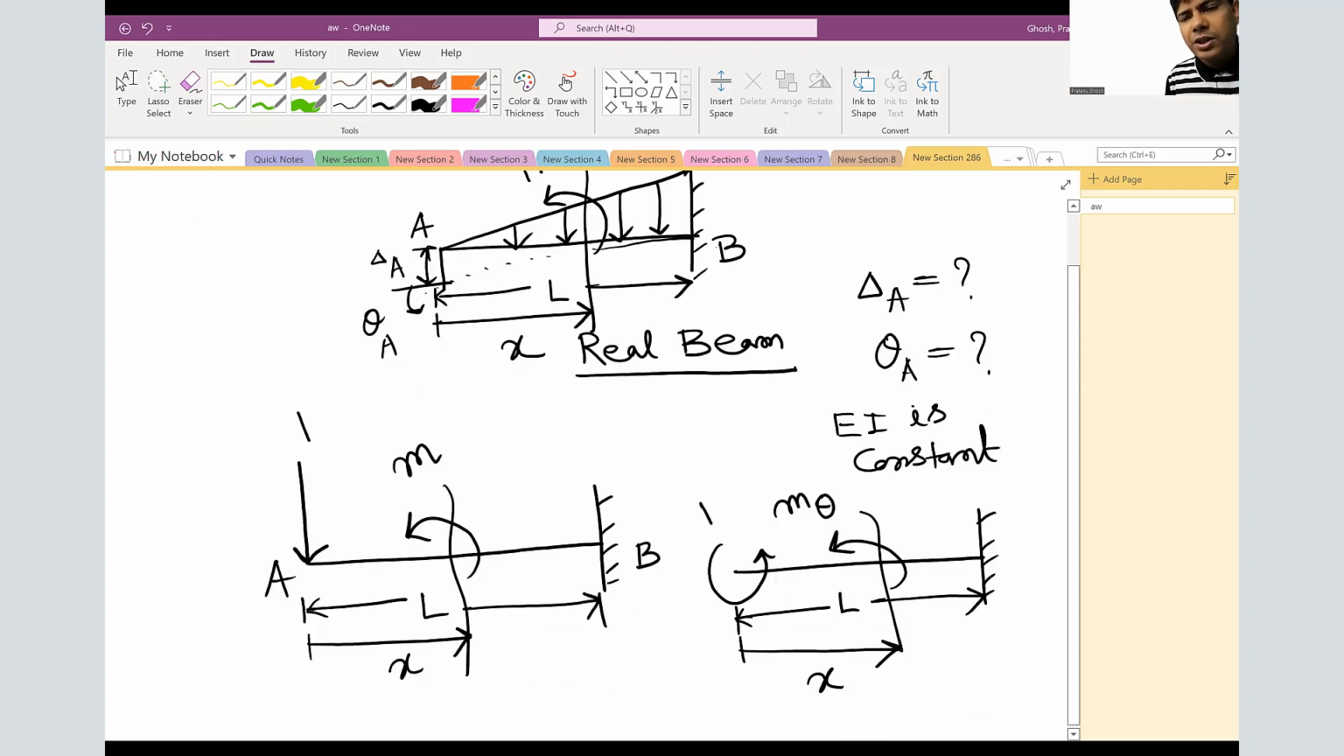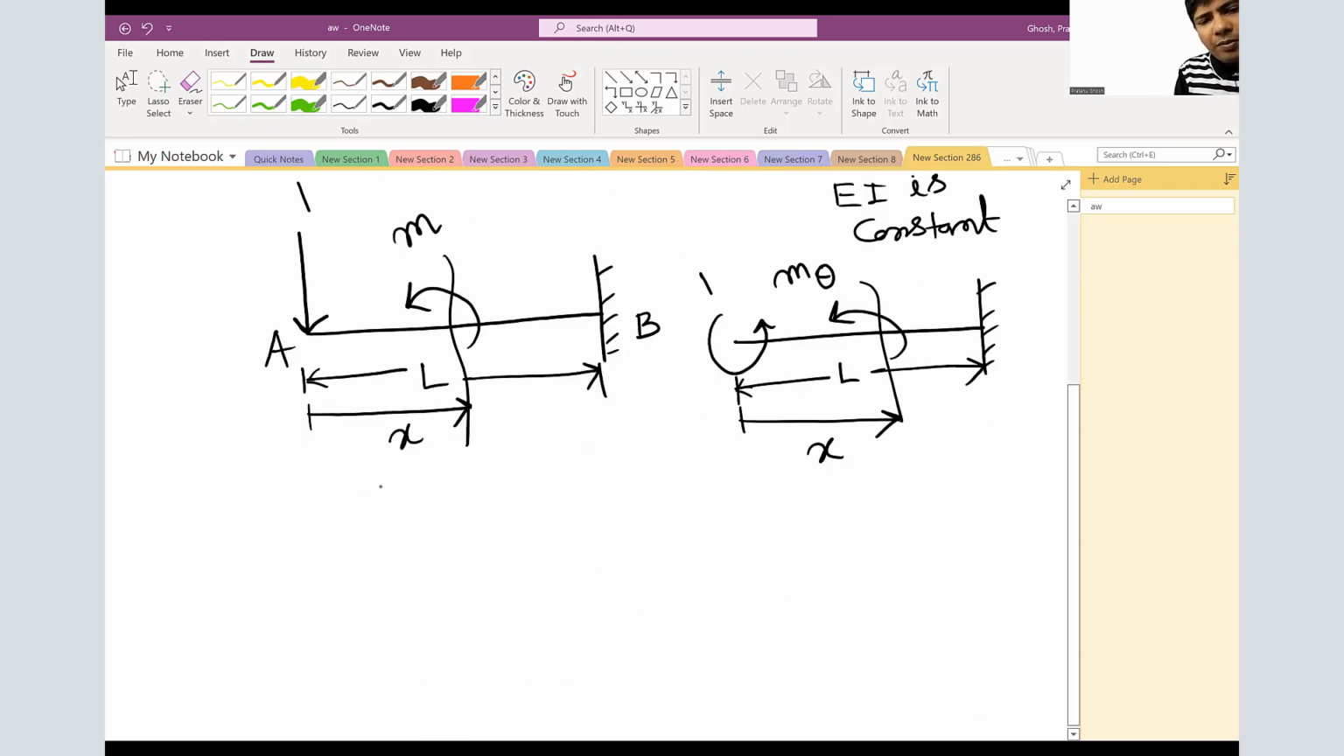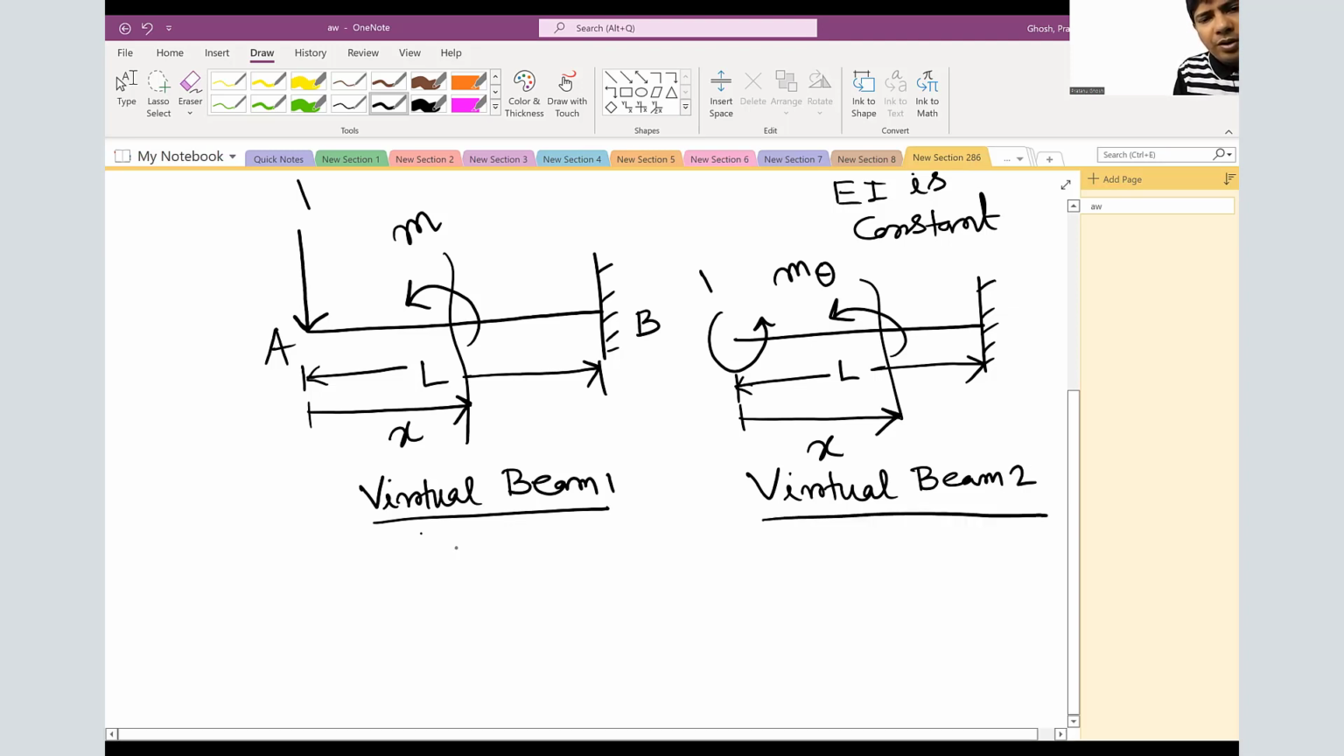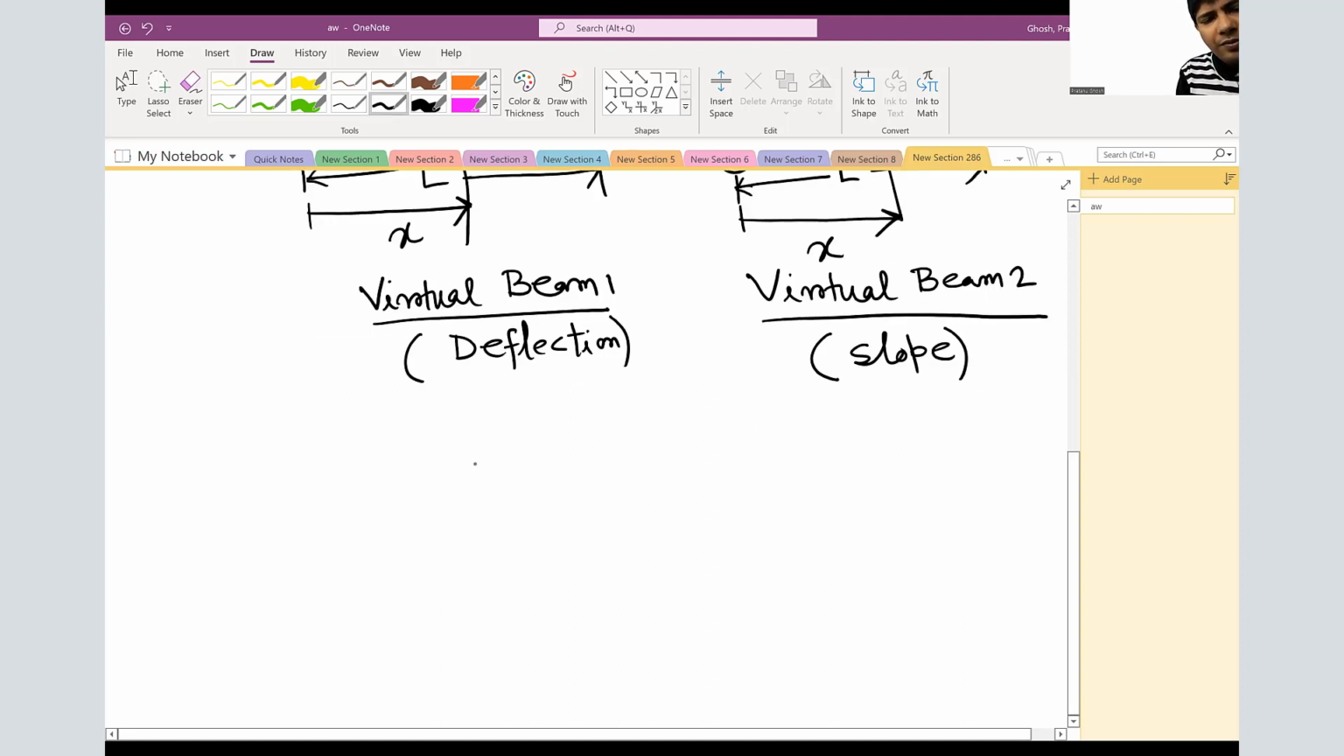So let's find out each of the moments. So this is your virtual beam 1. This is virtual beam 2. One for your deflection. The other one for slope. So let's find out each of the moments. So first we need the virtual beam 1.